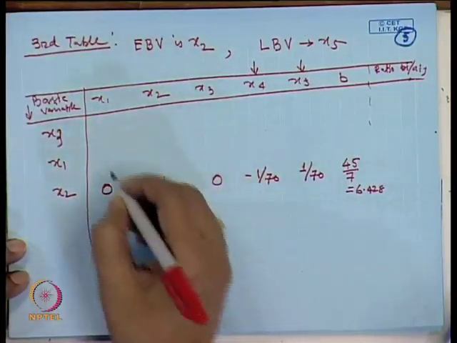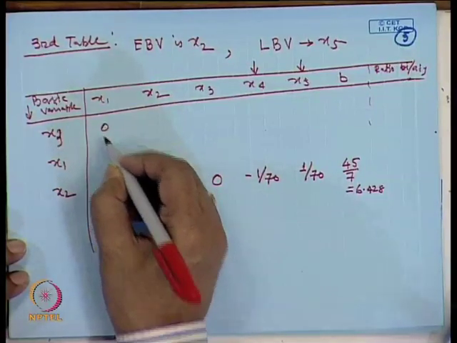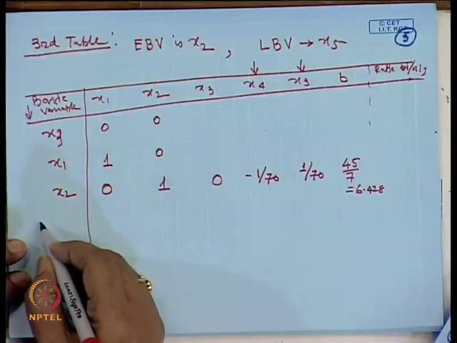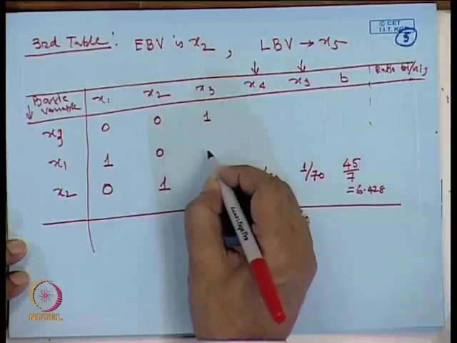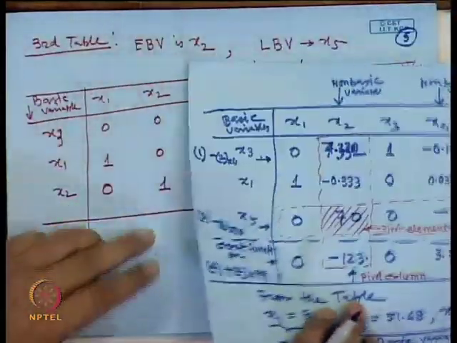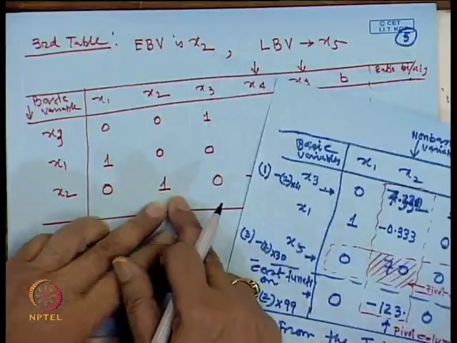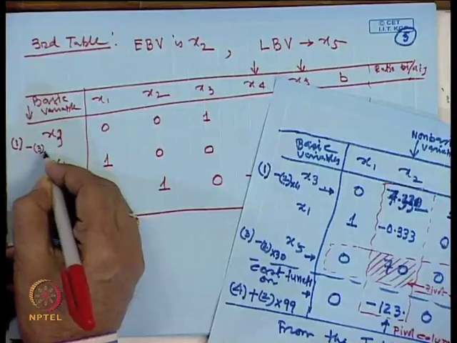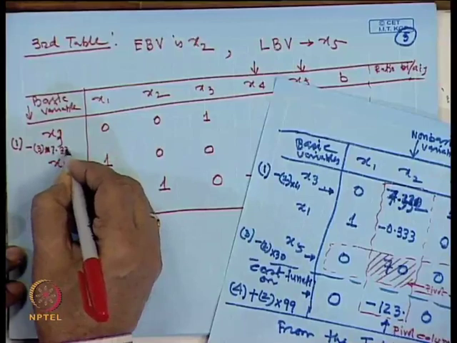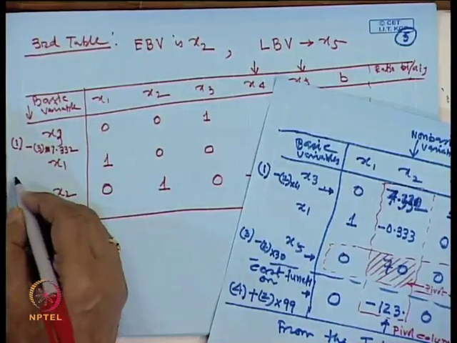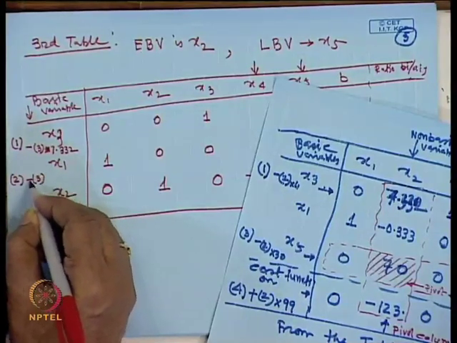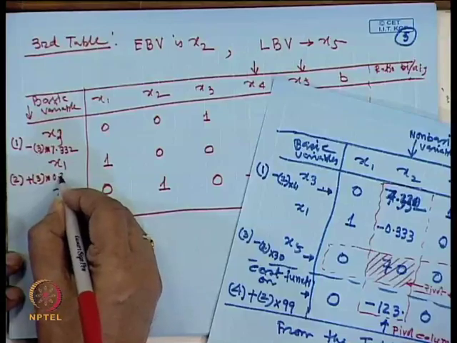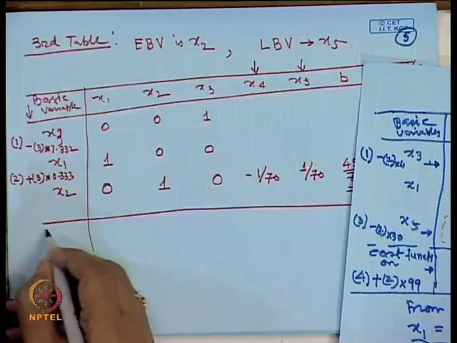So, this is our basic variables. Now if you fill this up in a similar manner, it is 0, 1, just as I told you, if you follow the same method. See, for the third equation, in order to get this one, what I am writing is equation number 1 minus equation number 3 into 7.332. In order to get equation number 2, it is equation number 2 plus equation number 3, multiplied by 0.333.